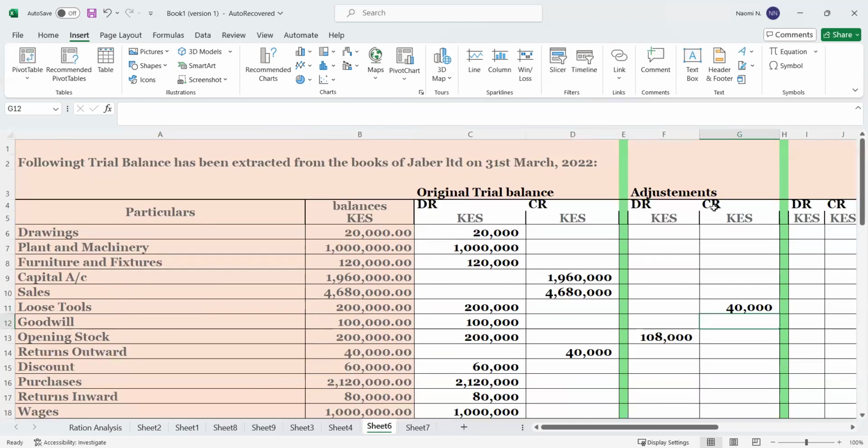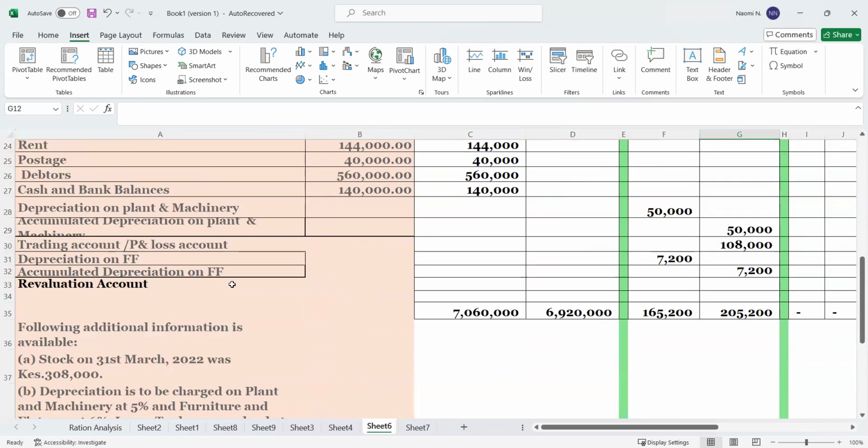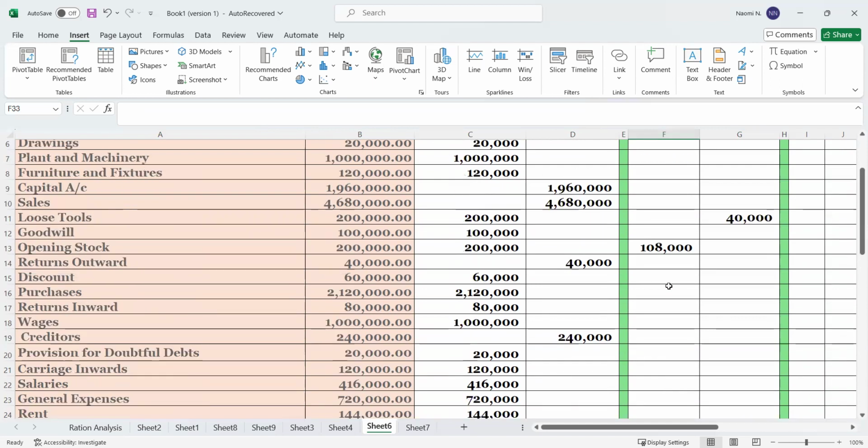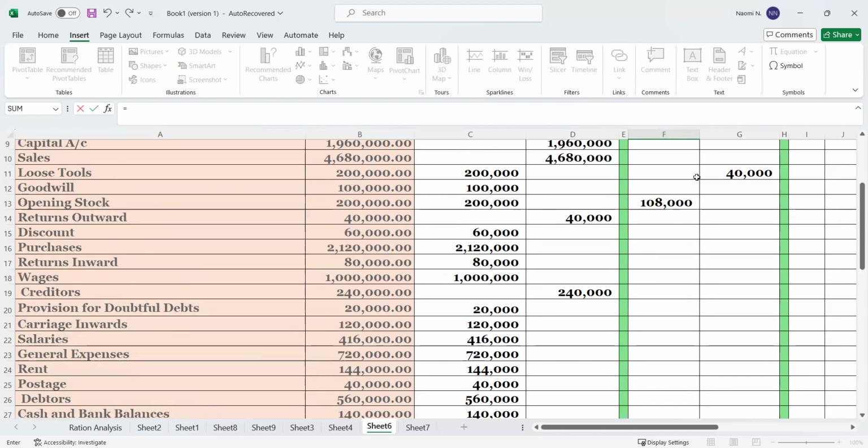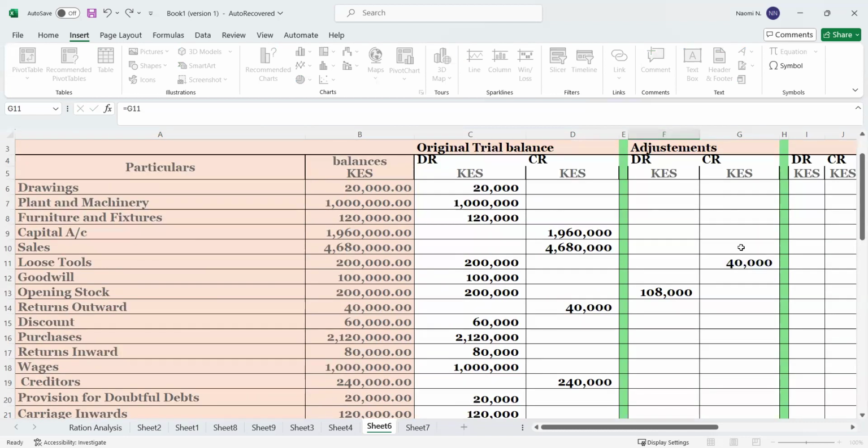So if we have credited that, then on the revaluation account, guys, you remember when you're calculating your income statement, down there we normally do have either revaluation gain or revaluation loss. So that is how you'll be able to adjust. So we'll come here and say it's equal to revaluation with debit. It's equal to the same amount.